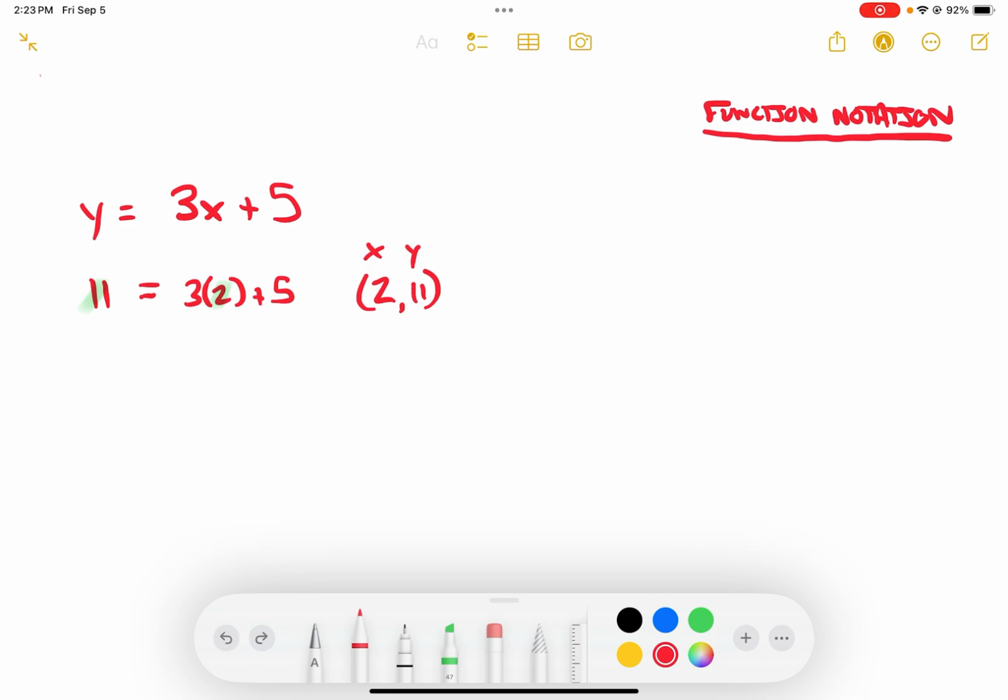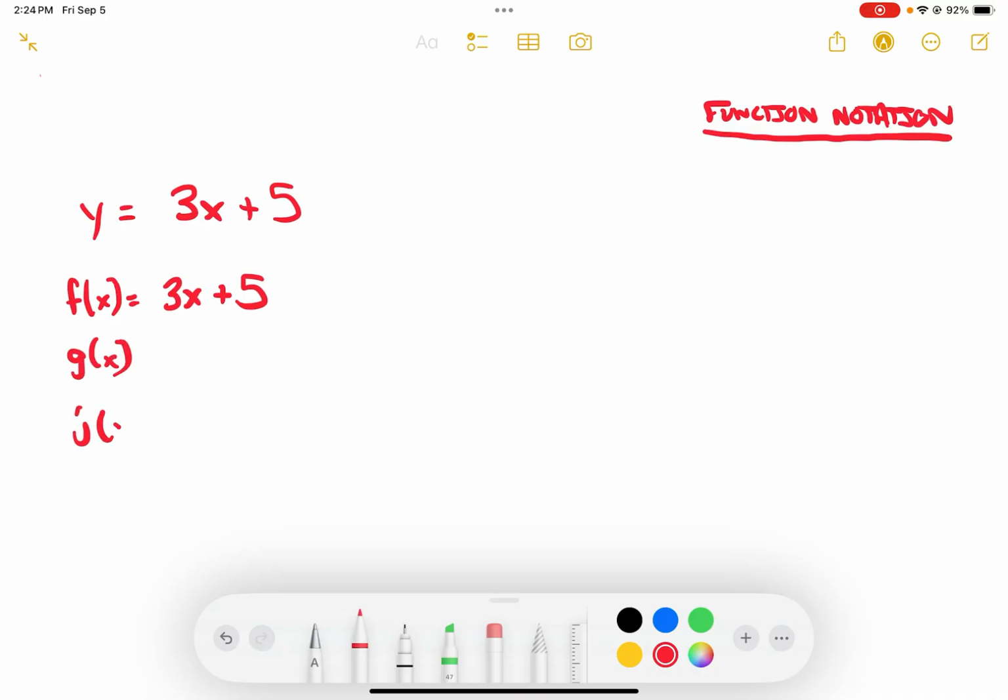To get at the point here, we can lean into this idea of a function with something called function notation. We don't call this y, but we instead call it a function of x, or f of x, right? So 3x plus 5. f stands for function, of course, but we don't have to use the letter f. We could use g of x or j of x, and they all mean the same thing, especially if we have more than one function and we want to differentiate between them.